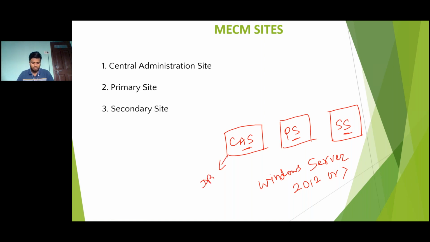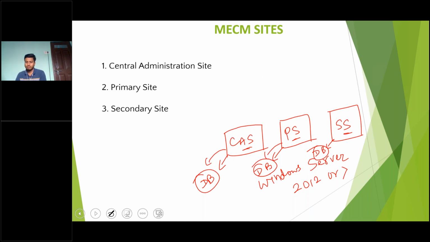Now all these sites will have a database. So CAS will have what? Database. Primary site will have what? Database. And secondary will have what? Database. So all the sites will have a dedicated database. CAS is gonna store the data in its database. Primary is gonna store the data in its database, and secondary will store it in its database.